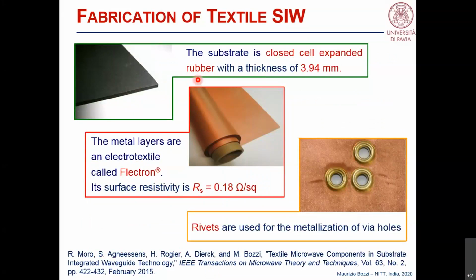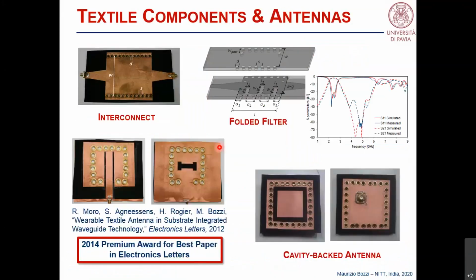It was a kind of rubber, a closely expanded rubber with a thickness of 4 millimeters. And then for the top and bottom metal layers, we used an electrotextile called Flectron. And for the metal vias, we use rivets that are typically used for clothes or for shoes. And so it was quite easy to use them on textile. And then we implemented different structures, straight interconnects, filters, cavities, and so on. And in particular, we implemented this slot antenna embedded inside an SIW cavity.